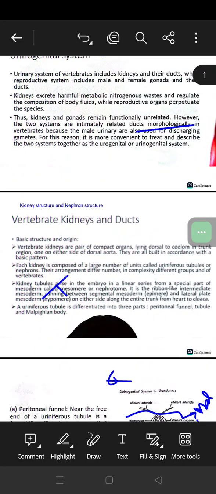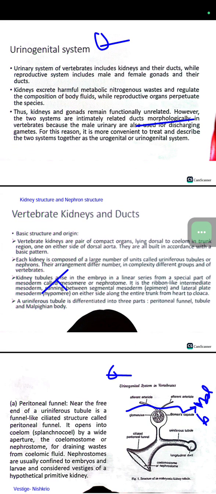Urinary system of vertebrates includes kidneys and their ducts, while reproductive system includes male and female gonads and their ducts. Kidneys excrete harmful metabolic nitrogenous wastes and regulate the composition of body fluids, while reproductive organs perpetuate the species. Thus, kidney and gonad remain functionally unrelated. However, these two systems are interrelated morphologically in vertebrates because the male urinary ducts are also used for discharging gametes. For this reason, it is more convenient to describe the two systems together as the urogenital system.